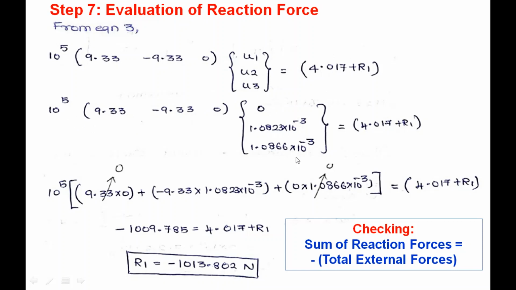Substitute U1 as 0, then the U2 value and U3 value, and multiply. You will get the R1 value as minus 2013.80 Newton. How do we check this? The sum of the reaction forces is equal and opposite to the total external force. Here the external force is 1000 Newton. What is this 13.8 Newton? This 13.8 Newton is nothing but the total self-weight of the tapered bar.